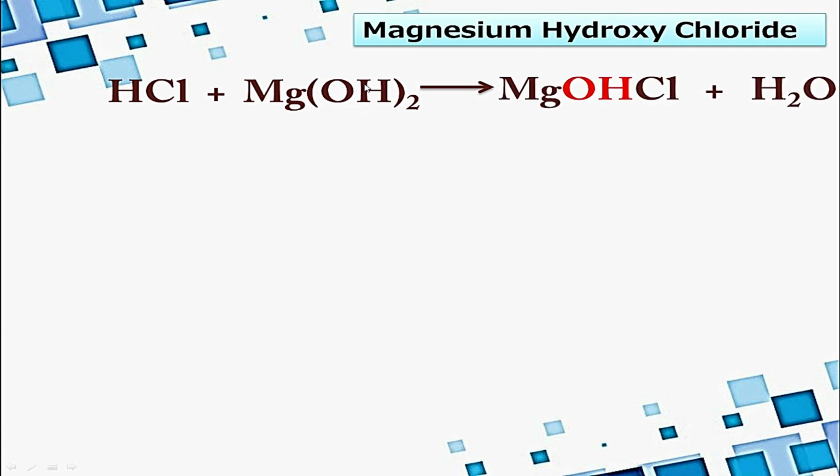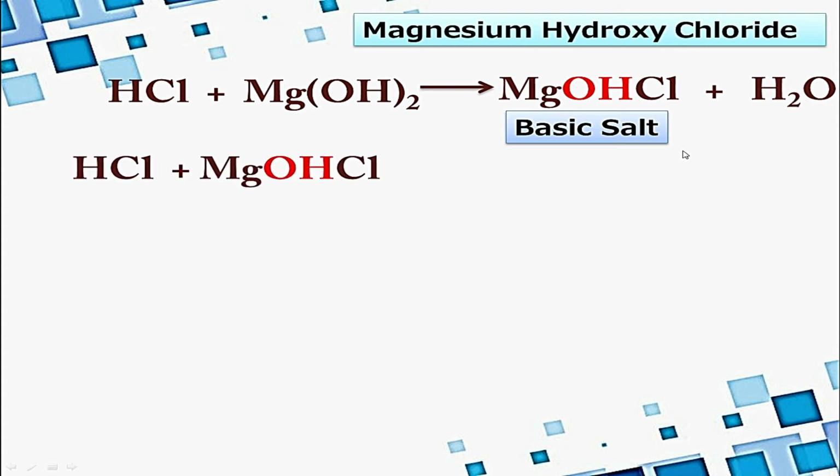In place of this OH, Cl radical will come here and the formula of salt will become MgOHCl. Here in the center OH is present, so you can say this salt is a basic salt. It will form with the formation of water. So over here, this neutralization reaction is incomplete. It can be completed in the next reaction if this remaining OH is also removed by the neutralization reaction with HCl.